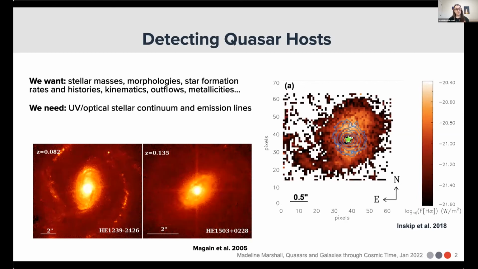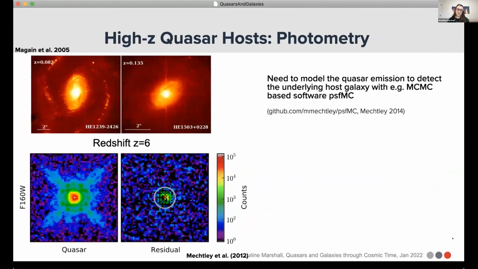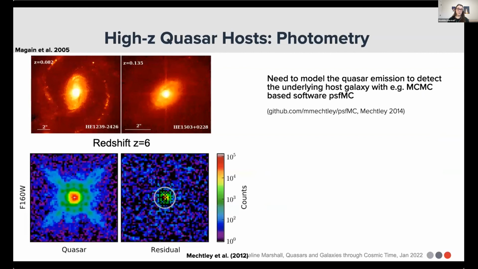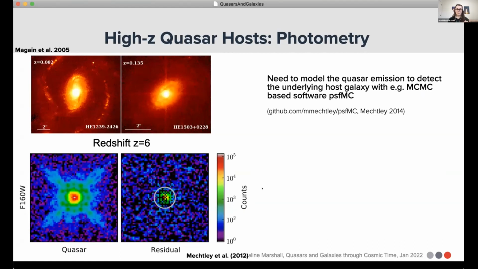And one of the key ways that we can do this is by studying the UV optical, both the stellar continuum and emission lines. Now, while this is now relatively easy at low redshifts, unfortunately, this is impossible at high redshift. And so one of the biggest problems here is resolution. So in terms of taking rest frame UV photometry, our best instrument for this at the moment is Hubble. And so here are some images of 2 quasars at low redshift and a quasar at redshift 6.